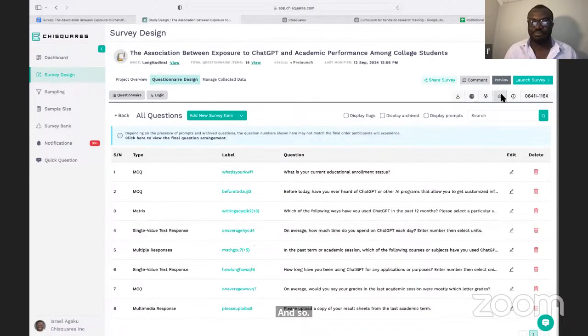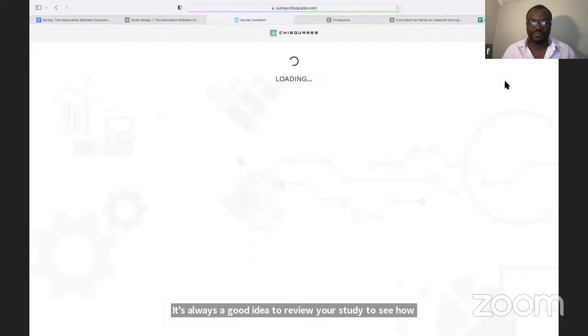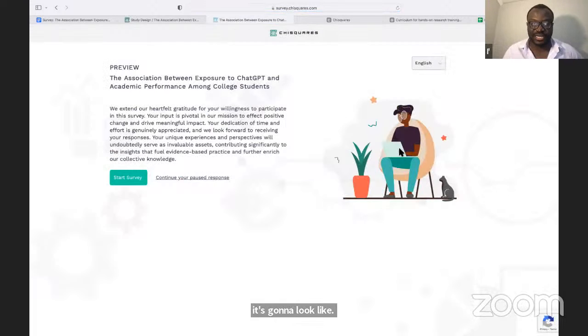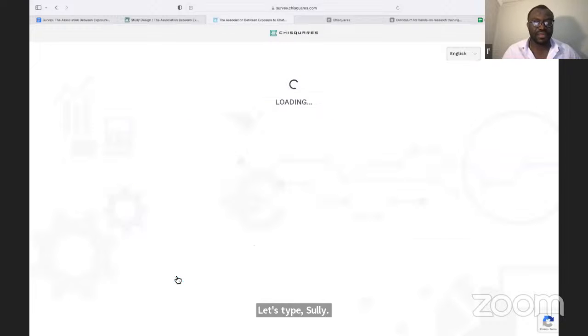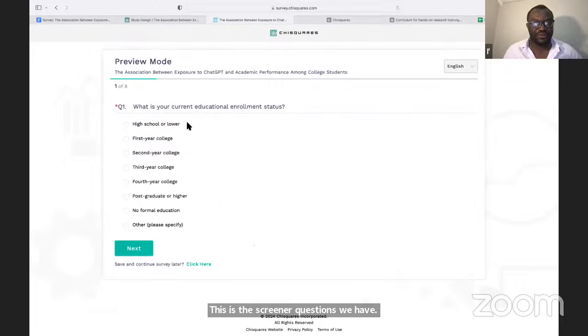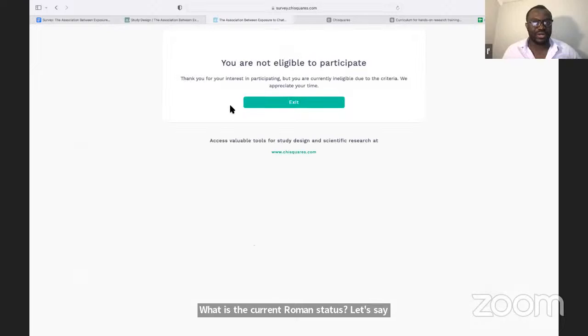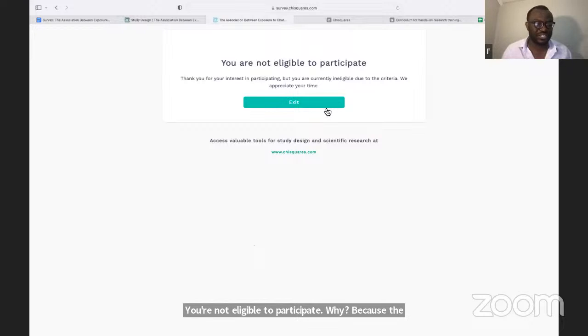It's always a good idea to preview your study to see how it's going to look. So let's preview the study to see what it looks like. Let's start the survey. This is the consent form. We accept. These are the screener questions we have. Let's go next. What is your current enrollment status? Let's say we are postgraduates. You're not eligible to participate. Why? Because the study is only among individuals who are first-year college students.